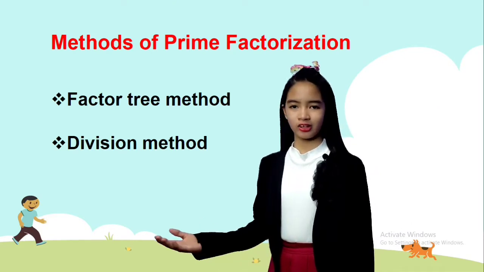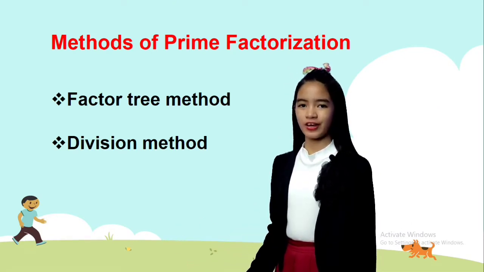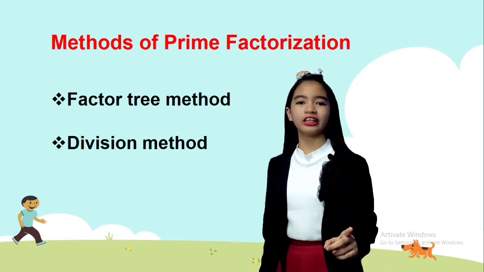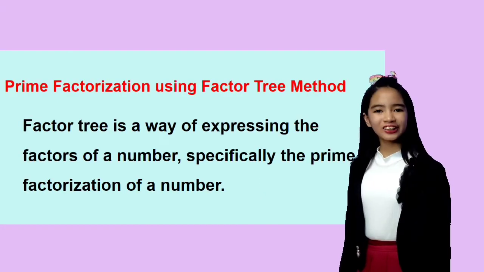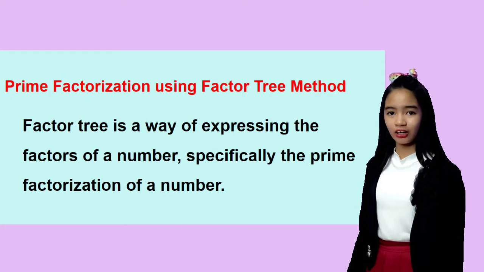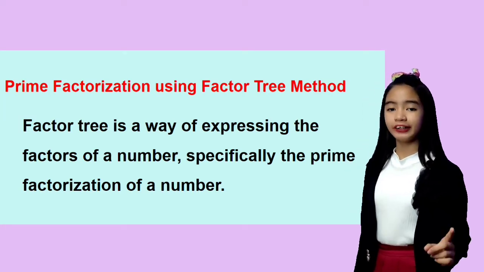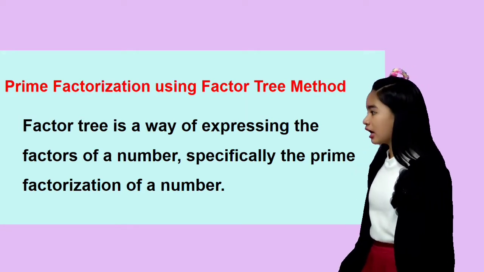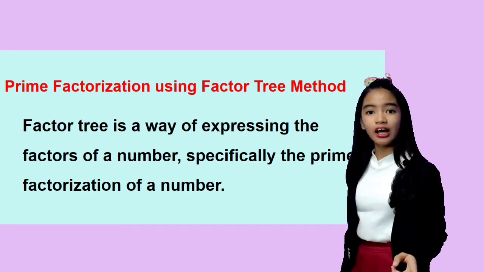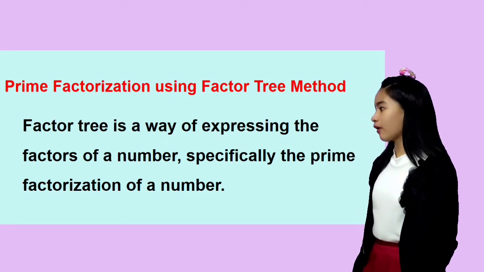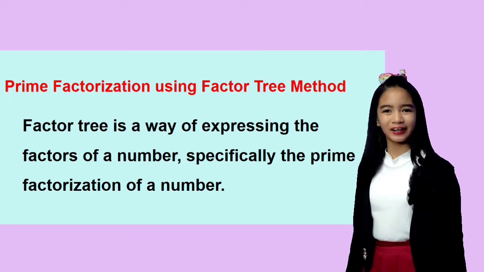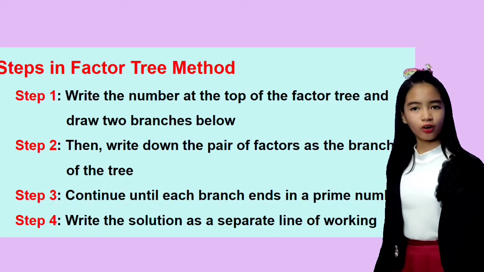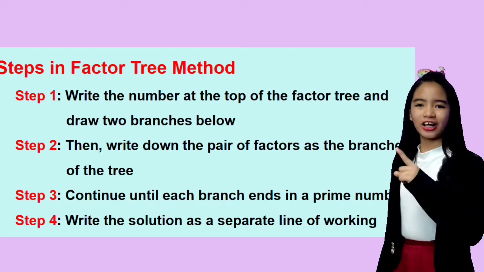There are various methods for the prime factorization of a whole number. The common methods are the factor tree and the continuous division method. A factor tree is a way of expressing the factors of a number, specifically the prime factorization of a number. In the factor tree method, the factors of a number are found and then those numbers are further factorized until we reach the prime numbers. Now, how do we use the factor tree? In order to use the factor tree, let's follow these steps.